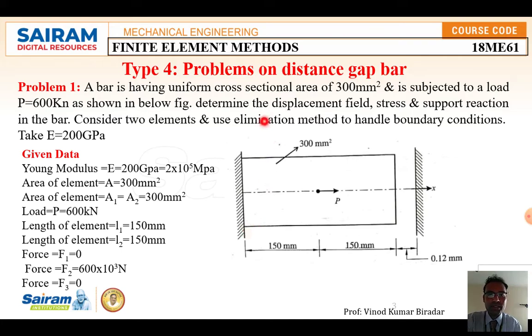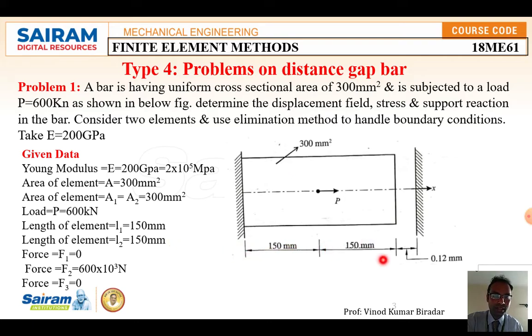So using the elimination method, first note down the given data. Young's modulus E is equal to 200 gigapascal, convert into Newton per mm square or megapascal, both are same, that is 2 into 10 to the power of 5. And area of an element is 300 mm square. Since there are 2 elements, both have the same area, they are not given separately. So consider A1 and A2 equal to 300 mm square, and load P at exactly the middle, at node number 2, is equal to 600 kilonewton. Length of element 1 is 150 and length of element 2 is 150.